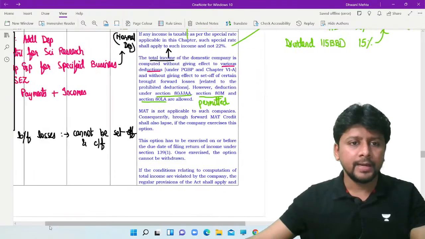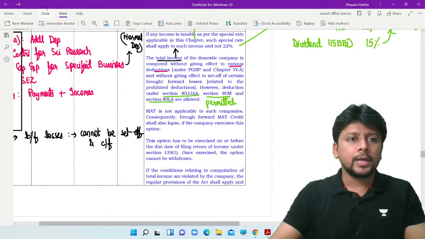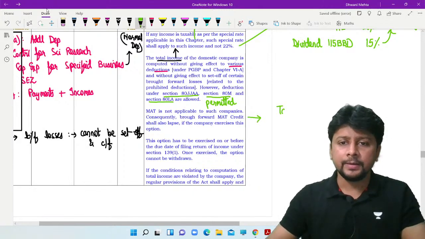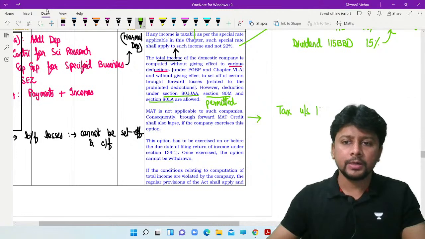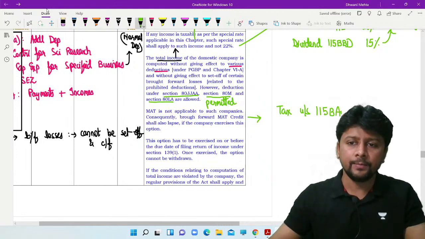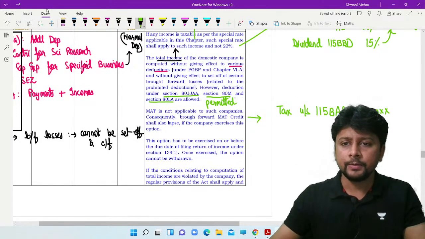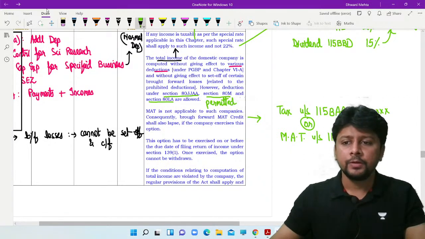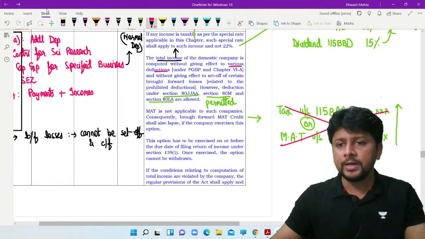Quite obvious. MAT will not apply. You cannot, in this working, say compute the tax under section 115BAA at the rate of 22%, and then bring into account a minimum alternate tax under section 115JB, which is 15% of book profit, and then say whichever is higher of the two is what you will pay. Obviously not. This type of working will never be done.